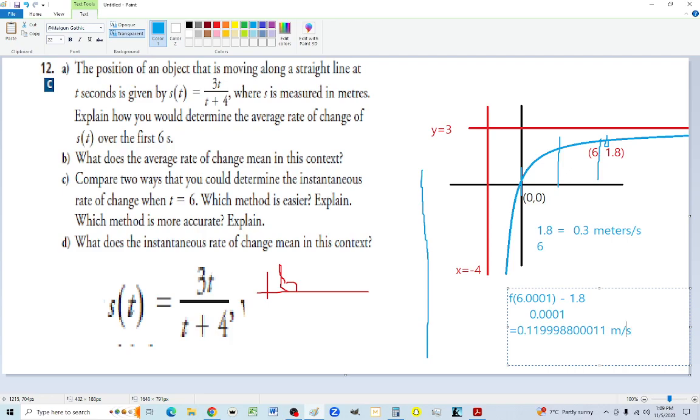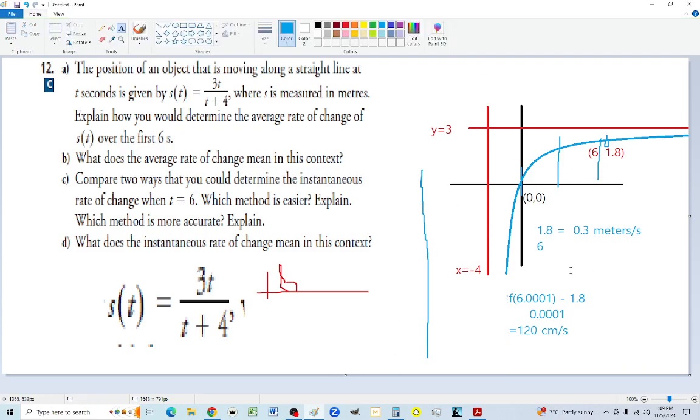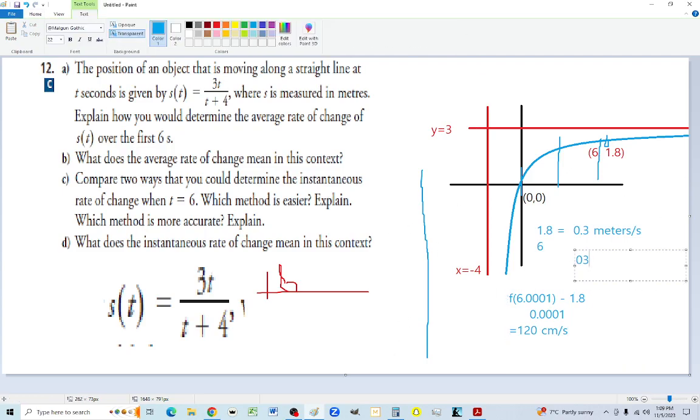Or if you want to convert it, you can do this. It's moving roughly 12 centimeters per second. And you can even convert that original 0.3. 0.3 meters per second is the same as 30 centimeters per second. So you can do all sorts of conversions of your units so long as you keep it consistent. So it's quite clear that the instantaneous rate of change at 6 seconds is about a third the speed as it was the average rate of change.